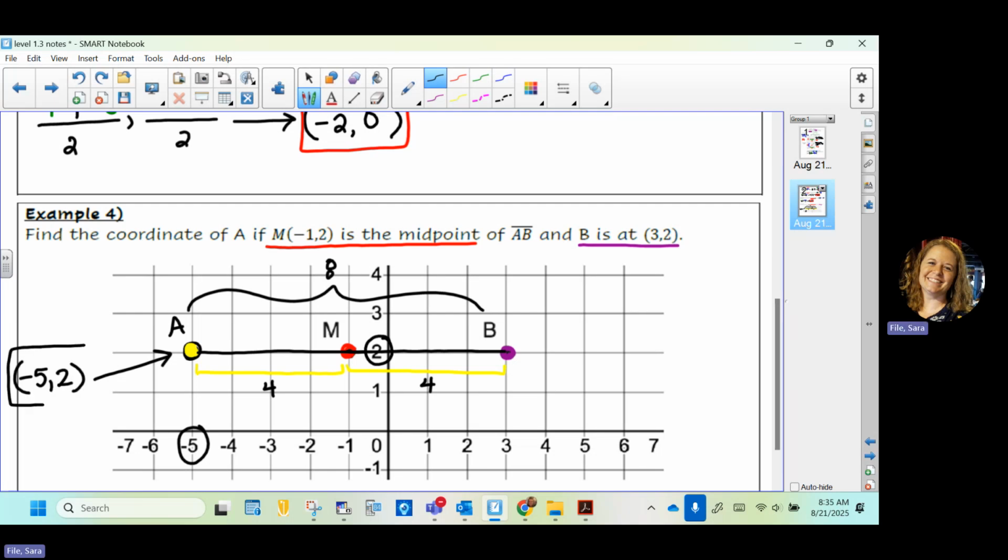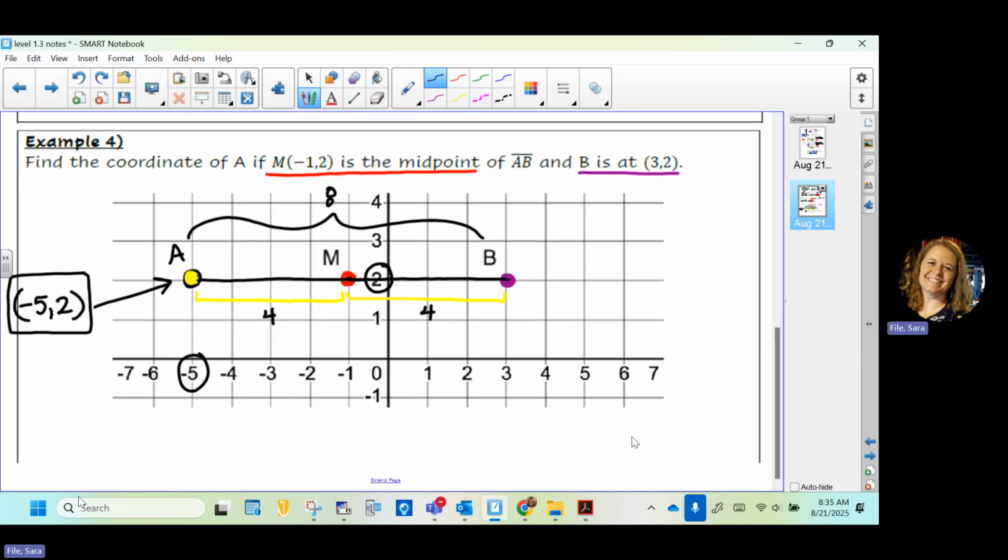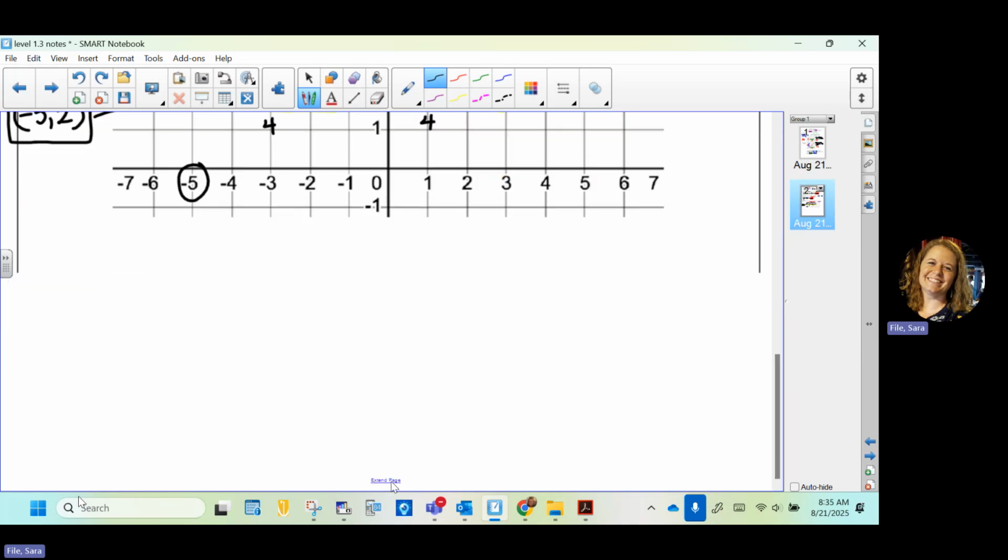So graphically, on a coordinate plane, I was able to simply count again. I didn't have to use the formula. But I want to show you, you can use the formula and go backward as well. So I'm going to add an example. Is there a little bit of space underneath there? Yeah. Okay, so I want you to add an example.